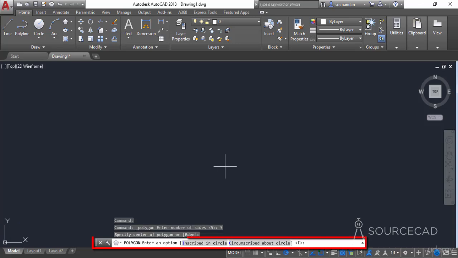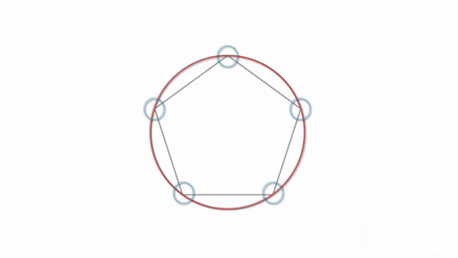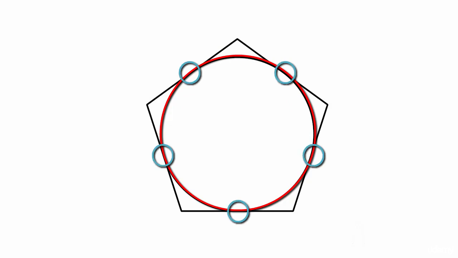And now look at the command line. The command line now prompts you to choose one of the options, either inscribed in a circle or circumscribed about a circle. If a polygon is inscribed in a circle, then that polygon will look something like this. Here we have this circle, and the polygon will be included in the circle in such a way that the vertices of the polygon will touch the circumference of the circle. But if the polygon is circumscribed about a circle, then the polygon will be outside the circle, and the midpoints of the line segments of the polygon will touch the circumference of the circle.